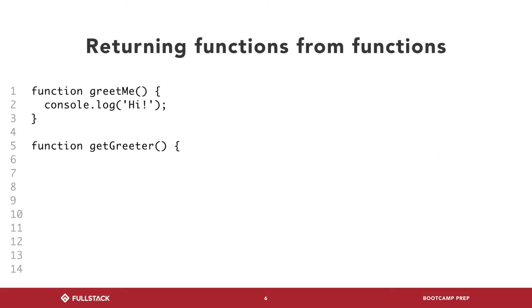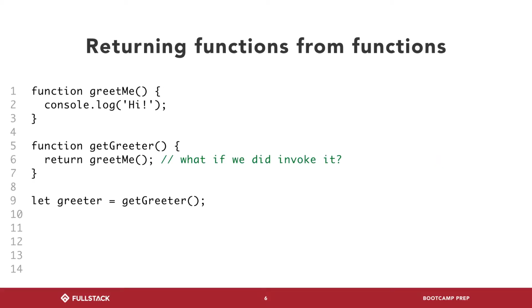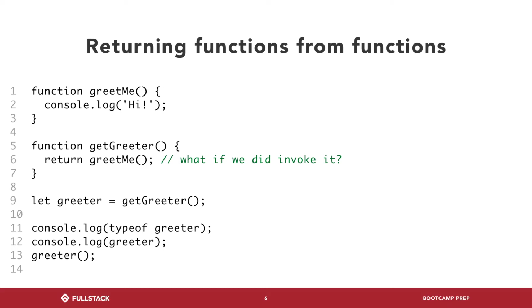Okay, so similarly, the next example is going to be, hey, well, what if we don't return greet me as a function? What if on line 6 there we actually invoke greet me first, and then we return whatever value that returns? Well, if we step through this code here, lines 1 through 3 we're defining a variable, nothing's being executed. Lines 5 through 7 we're defining a variable, nothing's being executed. On line 9 we say let greeter equals, and we invoke getGreeter, right?